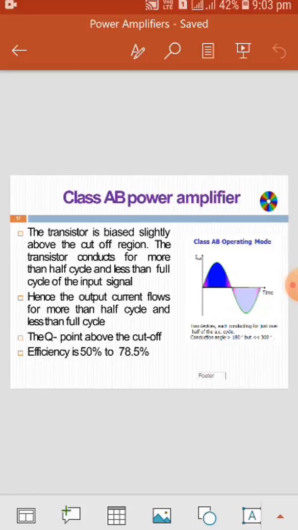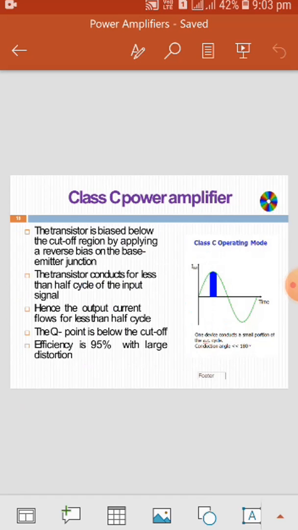Here also the Q point is fixed in the cutoff region and the efficiency is 78.5%. Next, we will go with the class C power amplifier. The class C power amplifier is biased below the cutoff region by applying a reverse bias at the base emitter junction. Here, we can improve on the efficiency of the class AB power amplifier, which makes the transistor conduct for more than one half cycle but less than one full cycle.